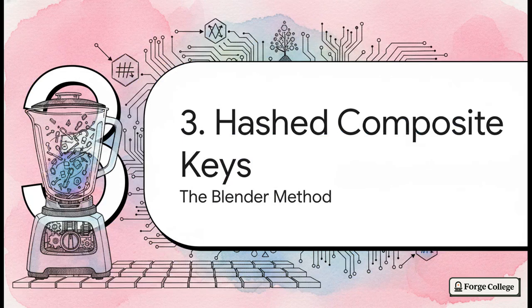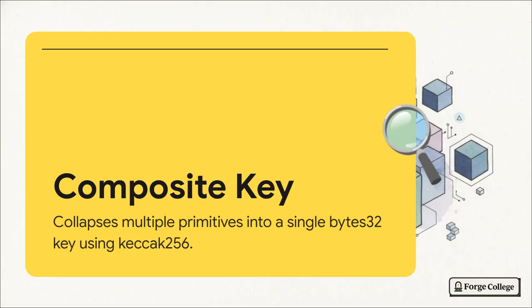All right, Section 3, hashed composite keys, or what I like to call the blender method. Now, what if you're not a fan of the mapping inside a mapping inception stuff? What if you want to keep your top-level storage totally flat? Well, instead of nested folders, we use this blender method to melt two distinct labels, like our owner address and token ID, into one unique flattened identifier.